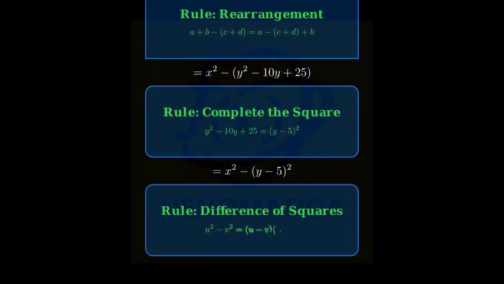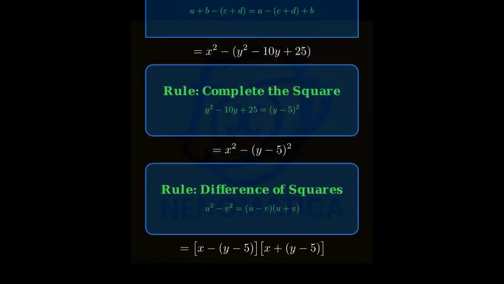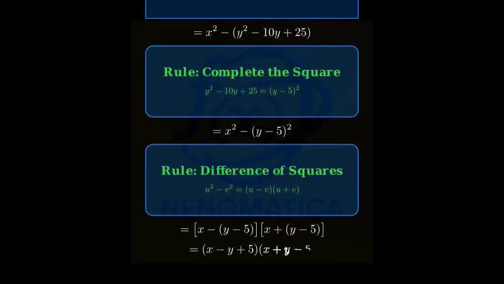This is again a difference of squares, where u is x and v is (y minus 5). Using the difference of squares formula, we get [x minus (y minus 5)] times [x plus (y minus 5)]. The final step is to simplify each factor. In the first factor, x minus (y minus 5) simplifies to x minus y plus 5. In the second factor, x plus (y minus 5) simplifies to x plus y minus 5.